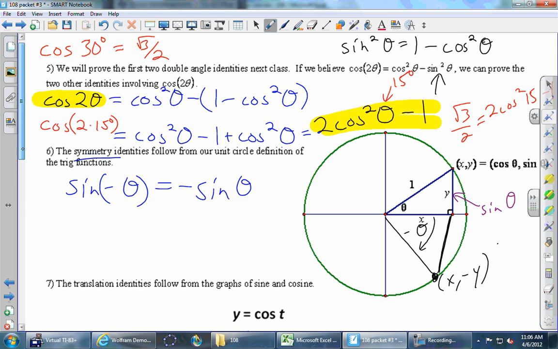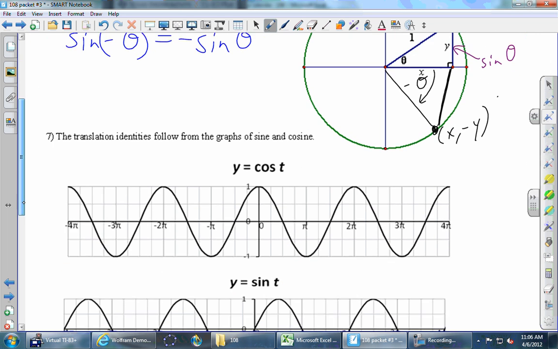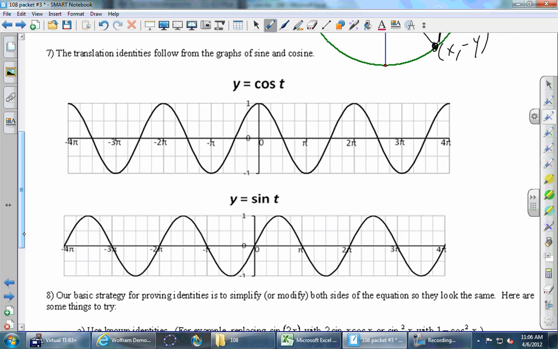Okay, and then translation identity coming down here. You guys see that sine and cosine look almost the same, right? You just have to pick one of them up and shift it a little bit to land it on the other one. All right, so suppose that we wanted to take cosine and land it on sine. If you wanted to take this point here and shift it over to that point there, how far do we have to move?